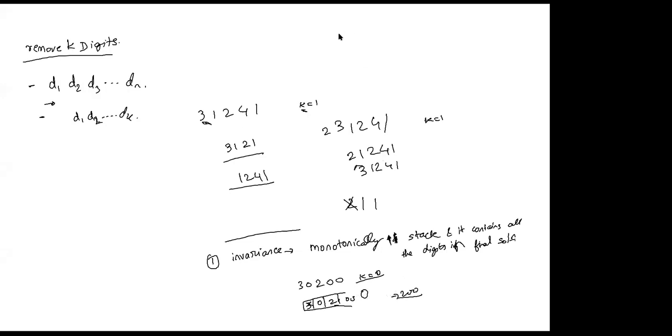Is this part clear to everyone? Monotonically increasing, because in the stack we are maintaining the final solution, so the most significant bits should be as small as possible.